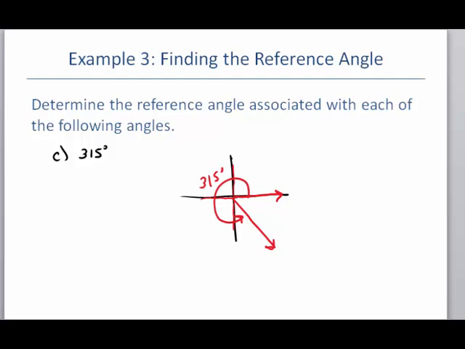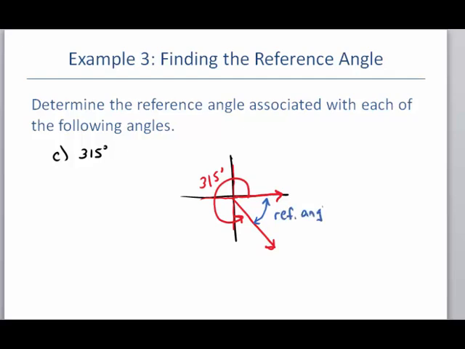Again, the definition of the reference angle is the angle between the terminal side of the angle, which is here, and the closest x-axis. So our options are to rotate up or rotate back. The closest one is going to be rotating up. All right, so our reference angle is the angle here in blue.